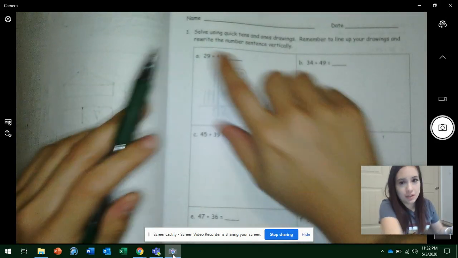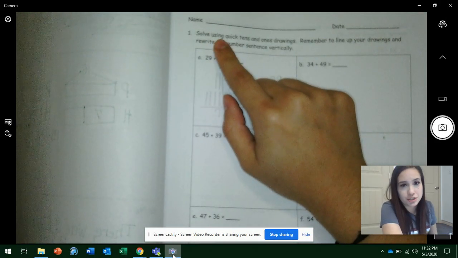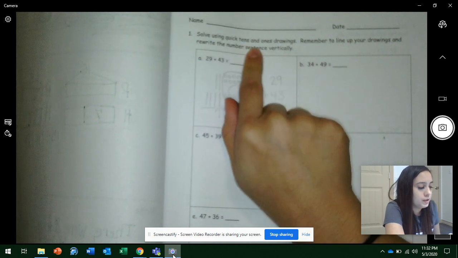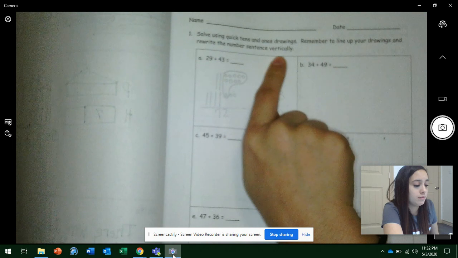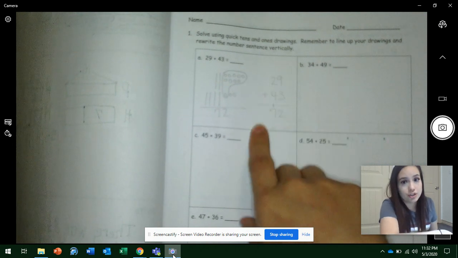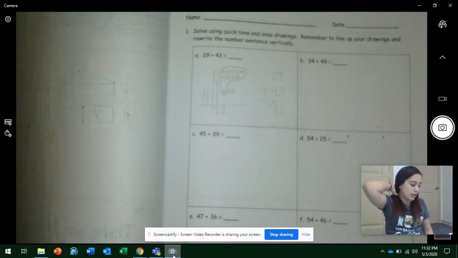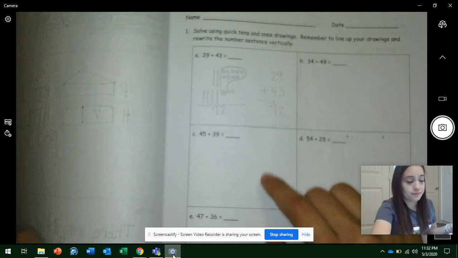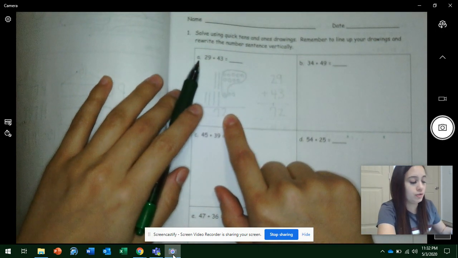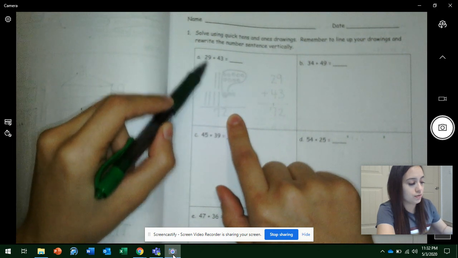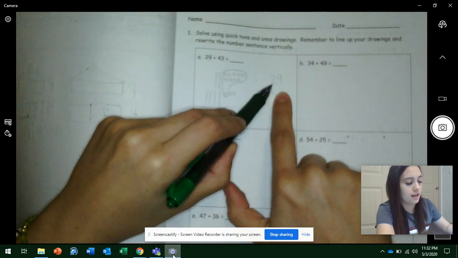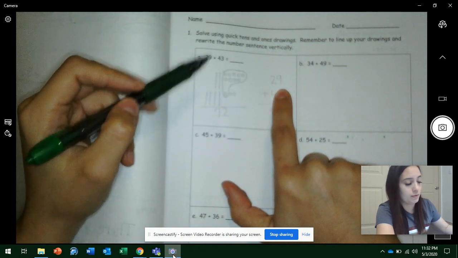So I'm going to read the instructions. You make sure to follow along in your worksheet. It says, solve using quick tens and one drawings. Remember to line up your drawings and rewrite the number sentence vertically, which is just what we did and which is what we practiced. So, in number one, letter A, they did it for you. They did the tens and ones. They drew 29, 2 tens, 9 ones, and they wrote it, just like we did when we practiced.